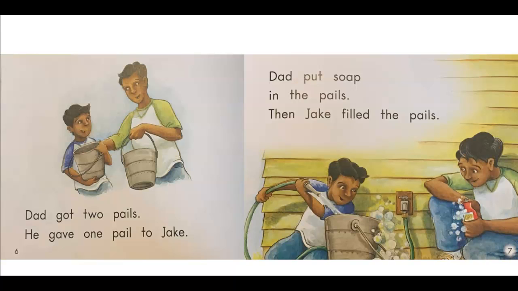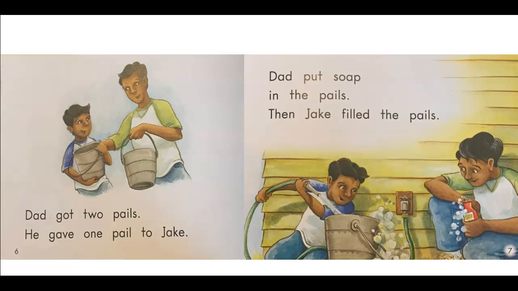Here on pages 6 and 7, what did Dad and Jake get to wash the car? To me, they look like buckets, but the author instead used the word pails. If Mrs. Grant was reading, Dad got 2 buckets, I would have to stop and say, that doesn't look right, because buckets would start with B and this starts with P.